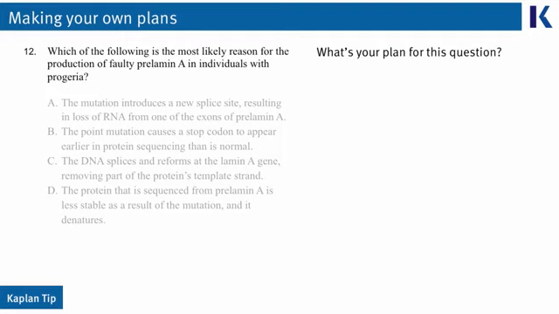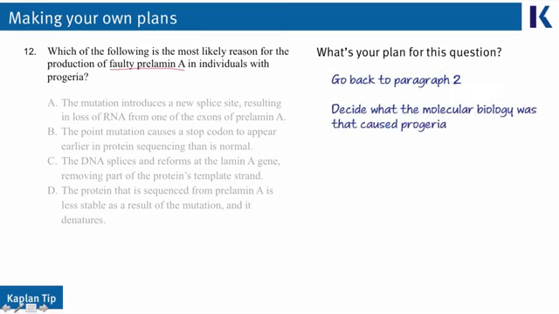The question stem calls out faulty prelamin A, which should be a dead giveaway that we do need to go back to the passage, and in particular, we need to go back to paragraph 2. Once we get there, because they're asking for what causes the production of this faulty protein, we should determine what the molecular biology was, what the mutation was that exists in Hutchinson-Gilford progeria syndrome, and how that causes progeria.